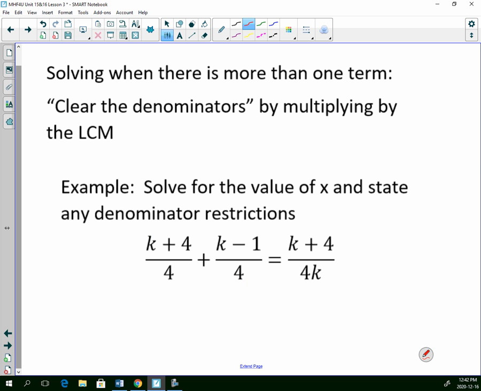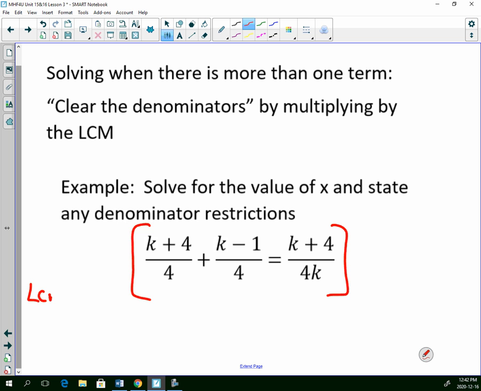Some of your equations will have more than one term. So that makes it a little trickier because now I can't just cross multiply. So I have to figure out a different way to do it. You could find a common denominator and add all the terms together and then cross multiply. Perfectly fine. You can also just clear the denominators by multiplying by the lowest common multiple.